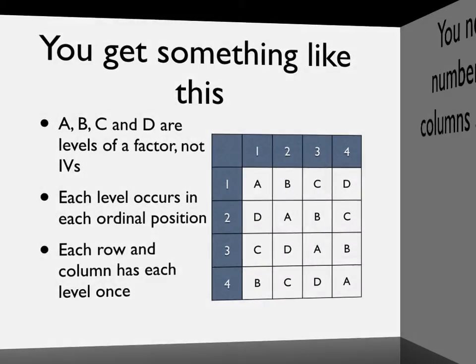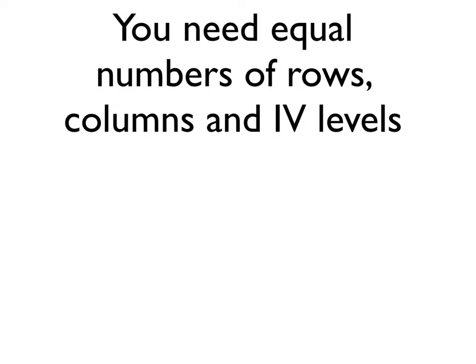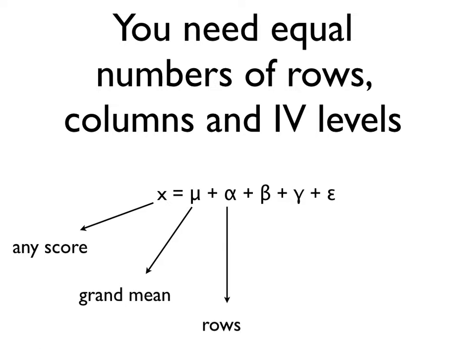Okay, good. You need equal numbers of rows, columns, and independent variable levels, which is quite a stringent set of assumptions. And your model looks like this. Any score, so it's x equals mu plus alpha plus beta plus gamma plus epsilon. Any score equals the grand mean, of course, plus rows, plus columns, plus the independent variable. That's the treatment instead of the gamma. Of course, plus error. Sometimes in this case, you see error just called residual. In fact, in a Latin square output, you almost always see it called residual.